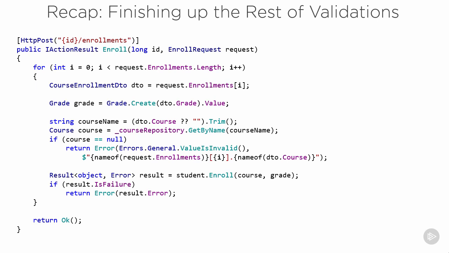In the previous demo, we've completed the rest of the validations in the controller. Let's take a closer look at the enroll method. This method contains more domain logic fragmentation than the other controller methods. For example, this loop adds quite a bit of cyclomatic complexity.